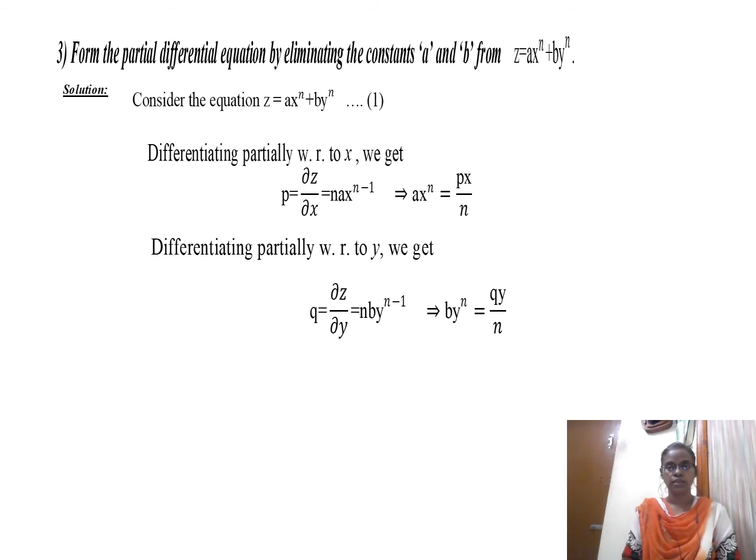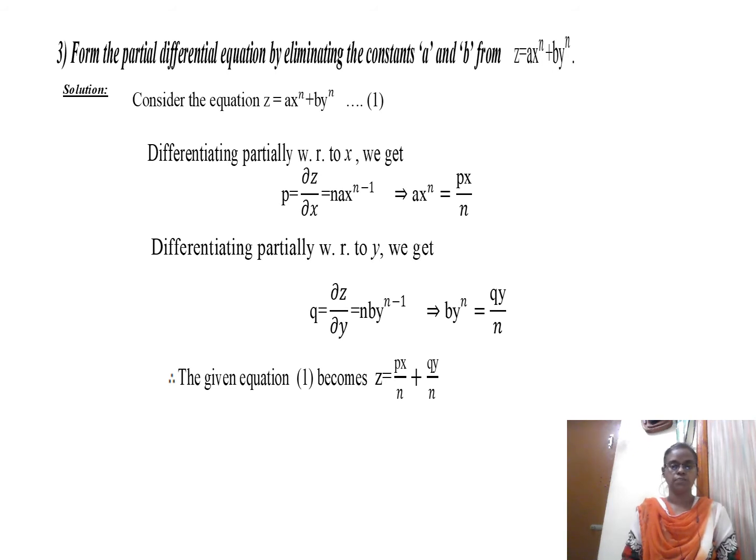Now, what is the idea you get? The first step, we have a value for a into x power n. In the second step, we have a value for b into y power n. Can't we just substitute these two in the given equation? Yeah. So when we do that, what do we receive? z equal to, in the place of a x power n, we can put px by n, plus in the place of b y power n, we can substitute qy by n.